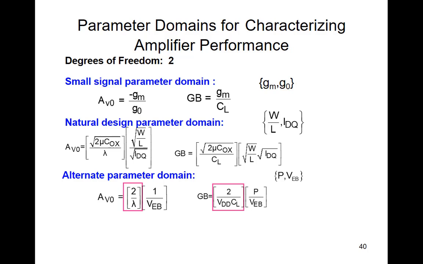Okay, so in this alternate parameter domain with P and Vx as bias, again, 2 degrees of freedom here, right? The gain is 2 over lambda times 1 over Vx as bias. This is not a function of the design. And the GB is equal to 2 over PDD CL. This is not a function of the design, and this is not a function of the process.